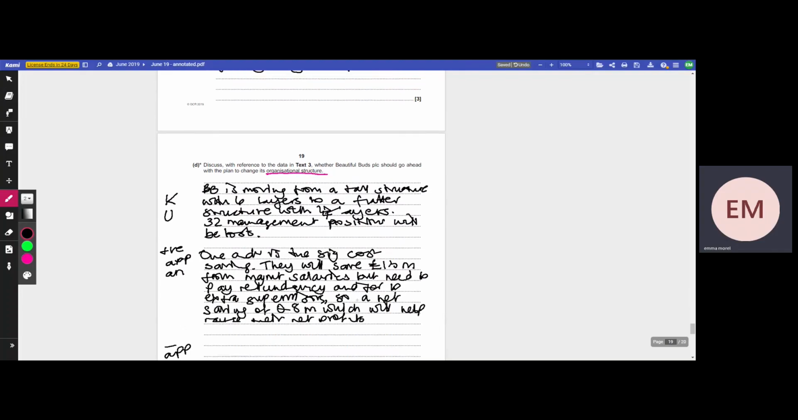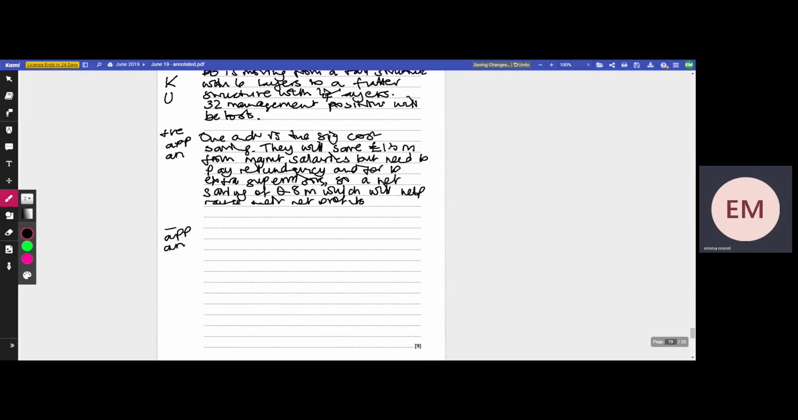So there's my impact. Okay, I've clearly used my application because I've got 1.3 million saved. I've said what the analysis is going to be, because if they reduce their costs, then they're going to increase their profit, and it's going to be net profit because these are salaries, so they come under fixed costs. So that is going to impact net profit.